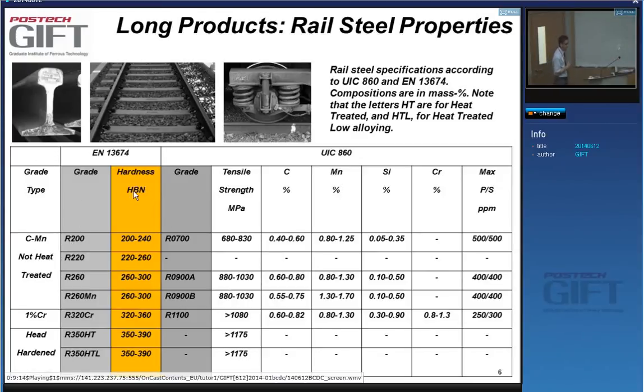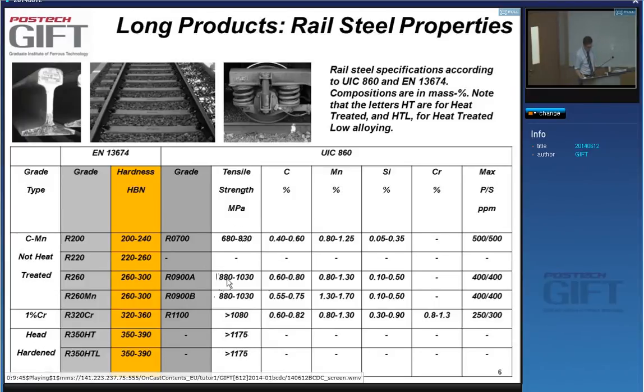And the reason is because our rails are very heavily subjected to wear, and fatigue, wear and fatigue at the same time. Okay. So what do we see as strength levels? Again, nothing very excessive.